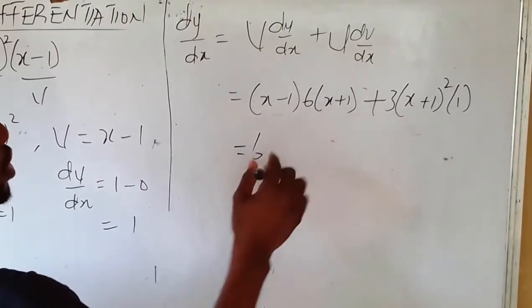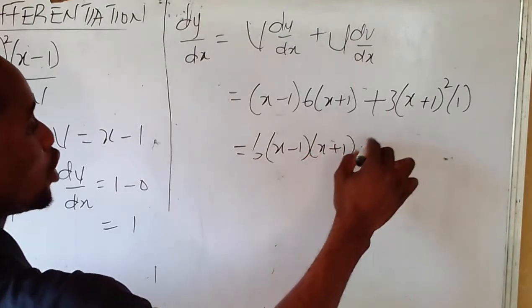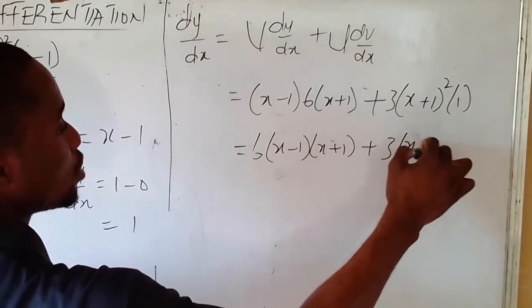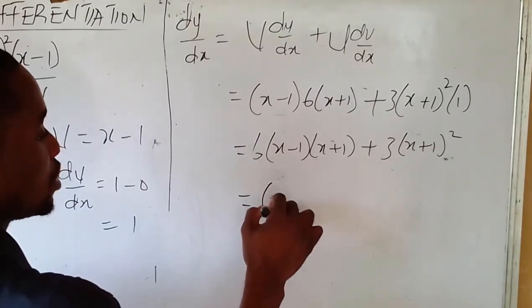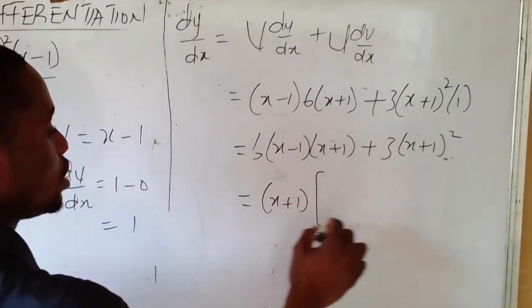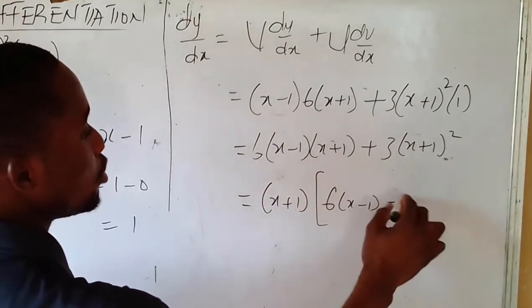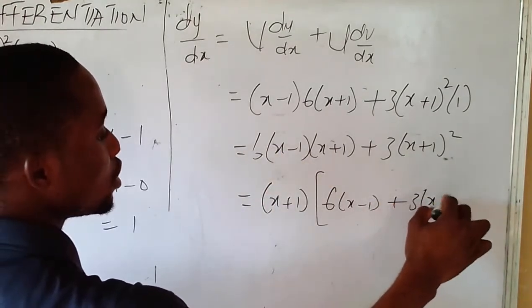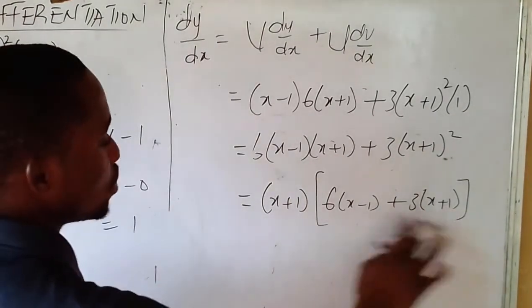In which case, I can bring this 6 to the front, into (x minus 1) into (x plus 1), then plus 3 into (x plus 1) squared. Factorizing, I can bring (x plus 1) out, which remains 6 into (x minus 1) for this one, then plus 3 into (x plus 1). So for this case, I can continue solving.